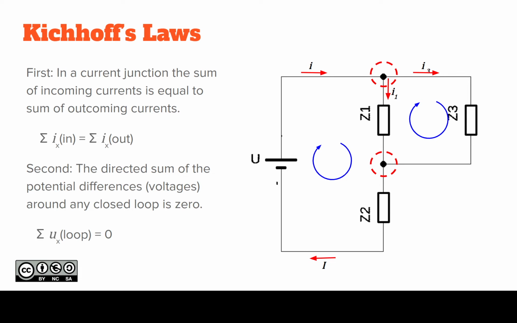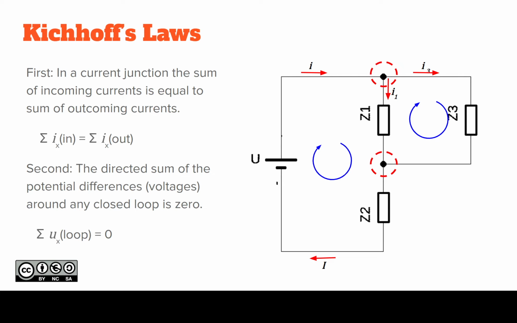How about Kirchhoff's laws? Well, they are actually quite obvious, because this comes from the physics. Current doesn't go anywhere. So if you have a current junction, like in here, the red plot, then the incoming current is the same as the sum of the outgoing currents.